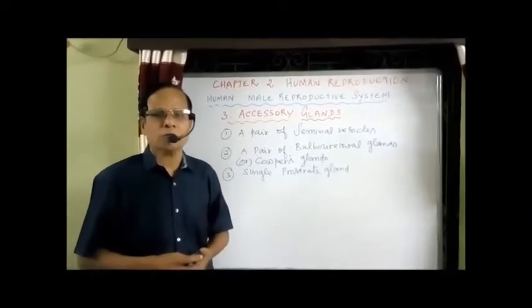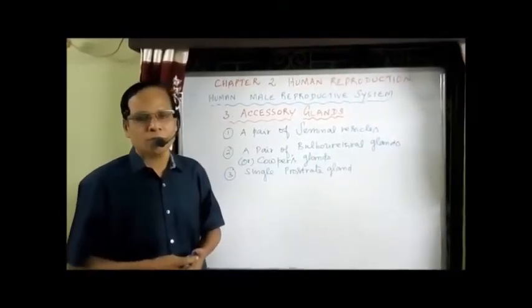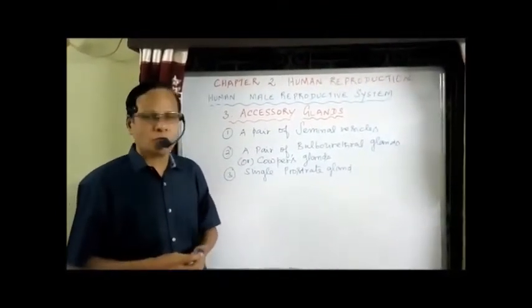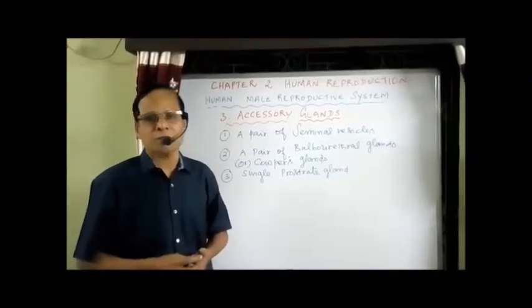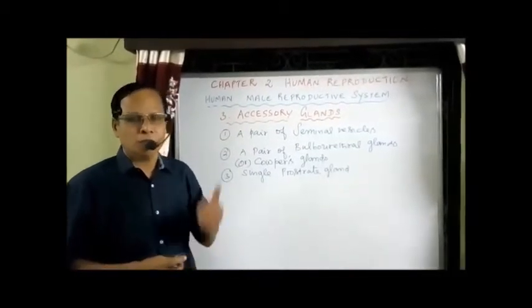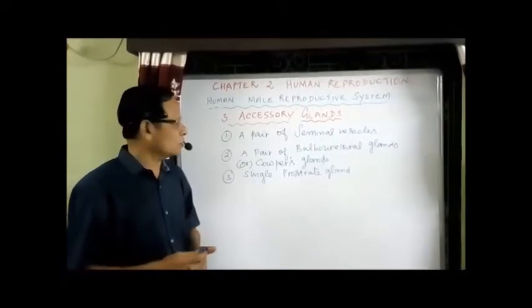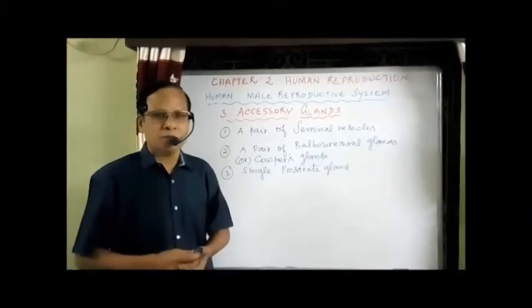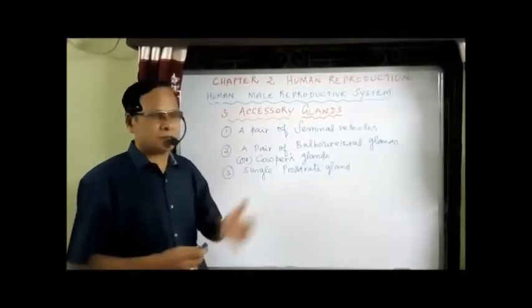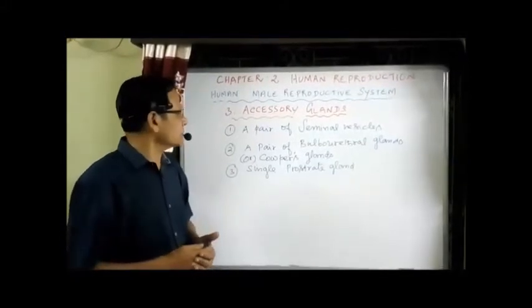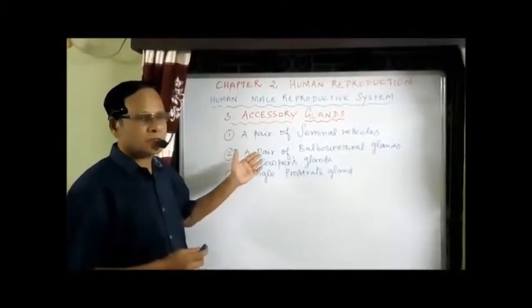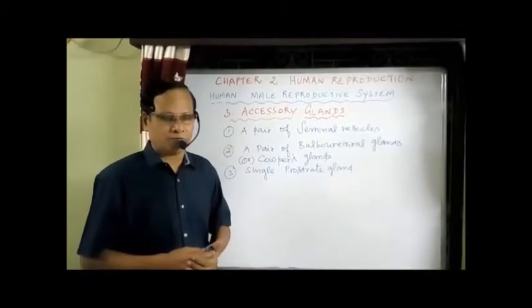Yesterday we were talking about the male reproductive system, which is formed of four components I mentioned: the primary sex organ, the testis; the second one, accessory ducts; the third one, accessory glands. Now today we will discuss the various accessory glands associated with the male reproductive system.